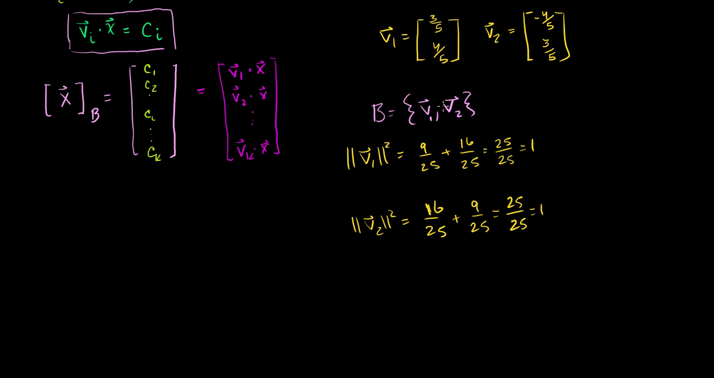And now we just have to verify that they're orthogonal with respect to each other. So what is v1 dot v2? It's going to be 3/5 times minus 4/5, so it's going to be minus 12/25, plus 4/5 times 3/5, which is going to be plus 12/25, which is equal to 0. So these guys are definitely orthogonal with respect to each other, and their lengths are 1. So this is definitely an orthonormal set. And so that also tells us that they're linearly independent.